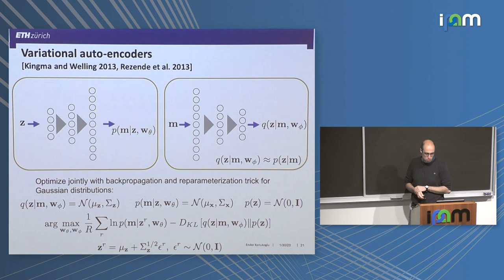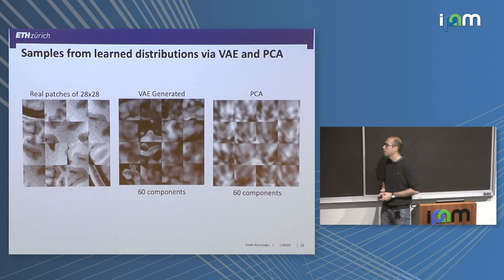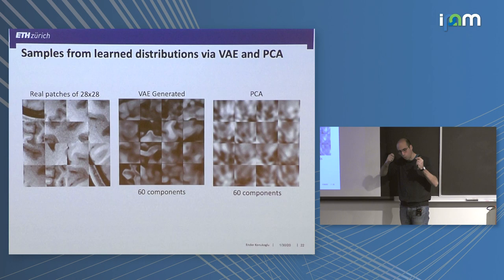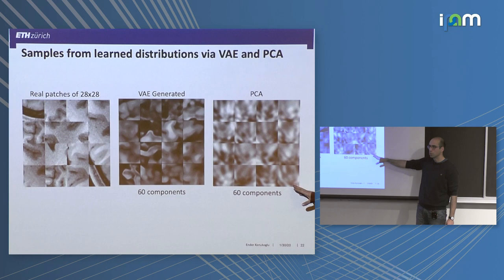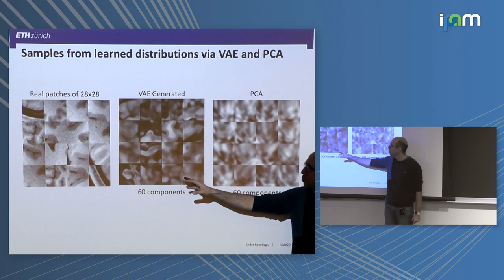Given the amount of time, I will not spend too much time here. In any case, what's really important is what we gain by giving the problem the ability to curve that mapping. So here we have the real patches again, 28 by 28. And here are patches that are generated by a probabilistic PCA model, so a linear model. I use the same number of components and train a variational autoencoder in this case and generate patches again.